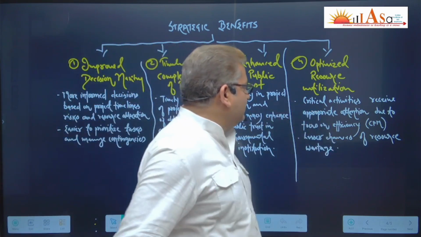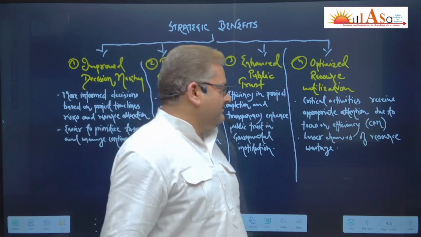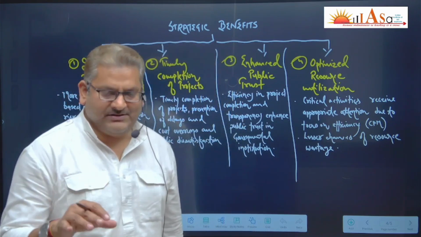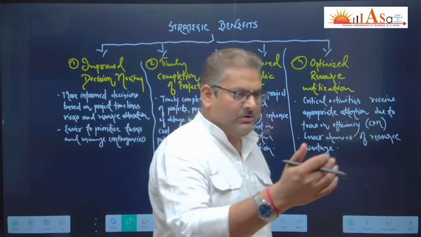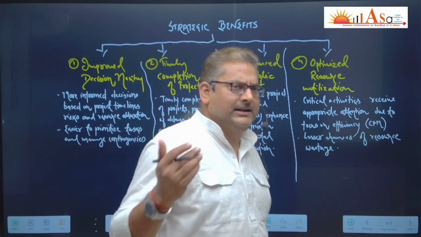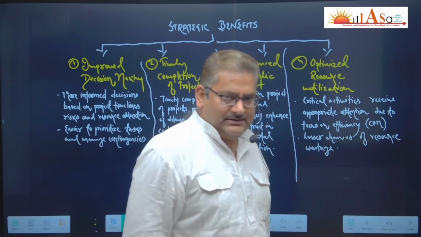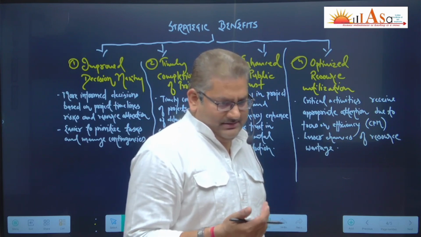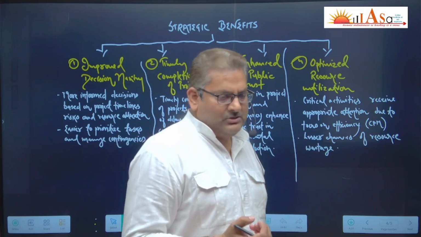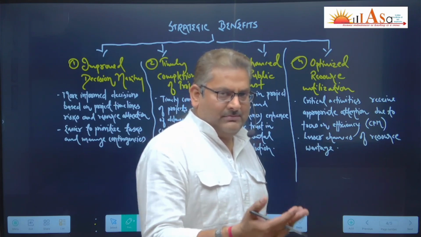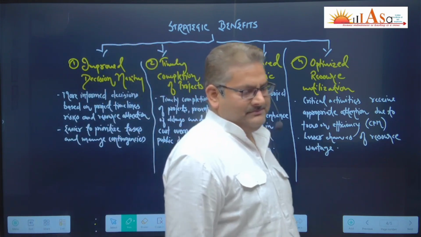Critical activities receive appropriate attention due to the focus on efficiency. So CPM focuses more on efficiency. It identifies the critical activities, and accordingly resources are allocated. The one which is more important than others will get more resources, and vice versa. So overall, PERT and CPM put together facilitate the optimal utilization of total available resources. Put simply, there are lesser chances of resource wastage.